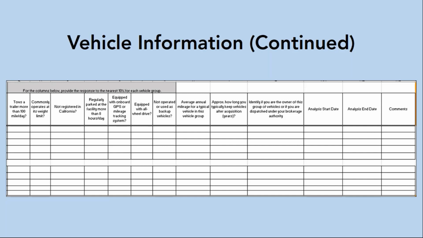Next, we'll have you estimate the mileage and time before turnover for each vehicle group. Identify if you are the owner of the vehicle or a broker dispatcher using the dropdown. The table then asks for your analysis start date and end date. For this field, we want you to indicate what frame of time you use to complete this form. These vehicles are not a drop-down, so you can write whatever time frame is most applicable.